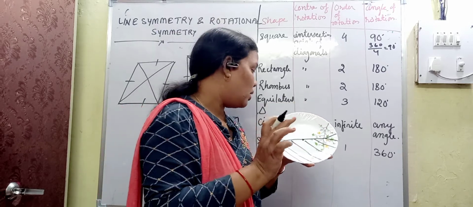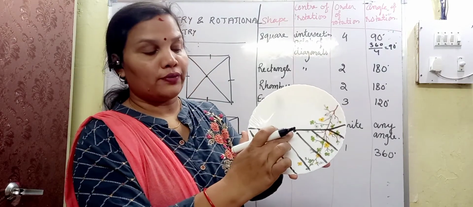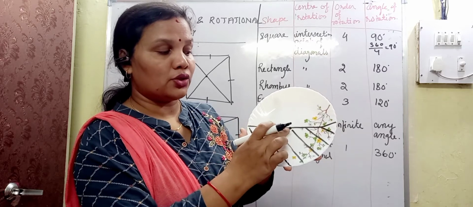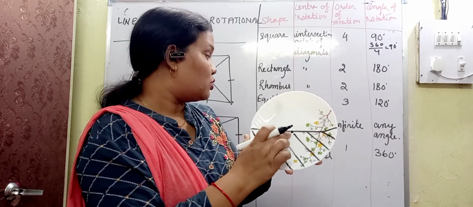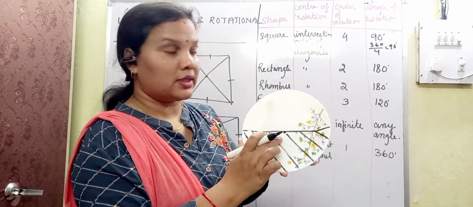So what will you do? This is the diagonal, and the midpoint of it is this center point. Obviously, because the diagonal passes through the center, this is the center. So the midpoint of the diagonal is actually the center of rotation for this semicircle.